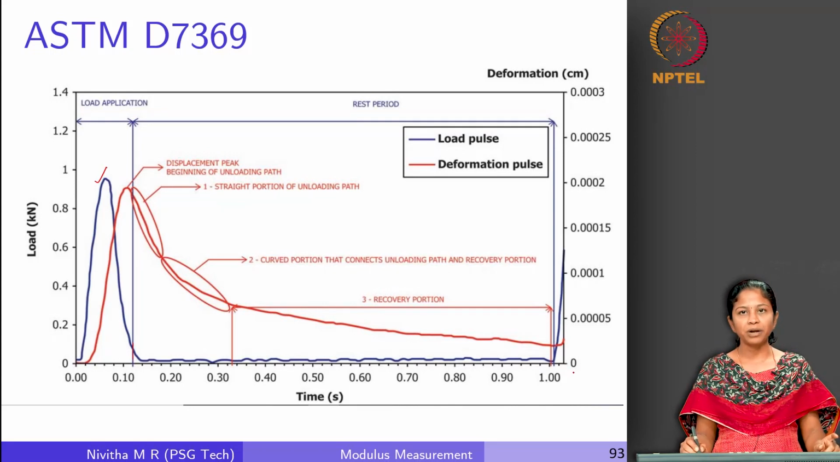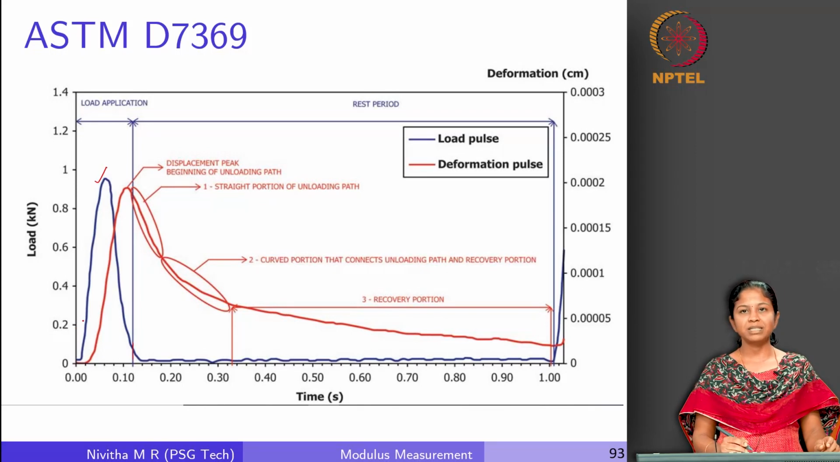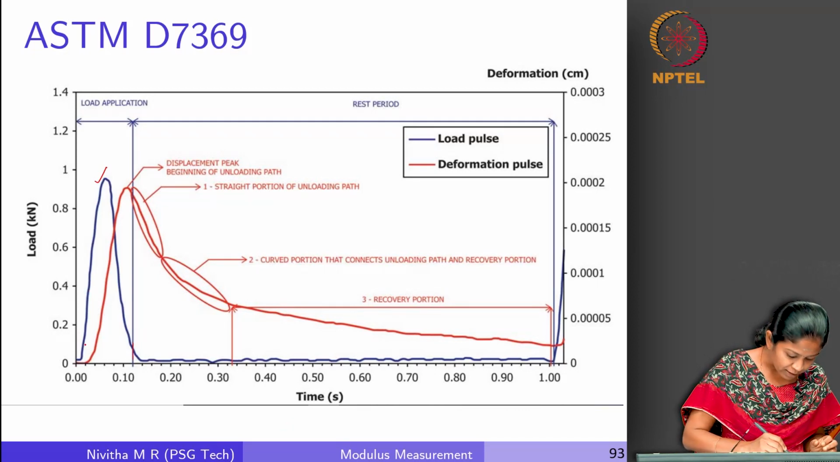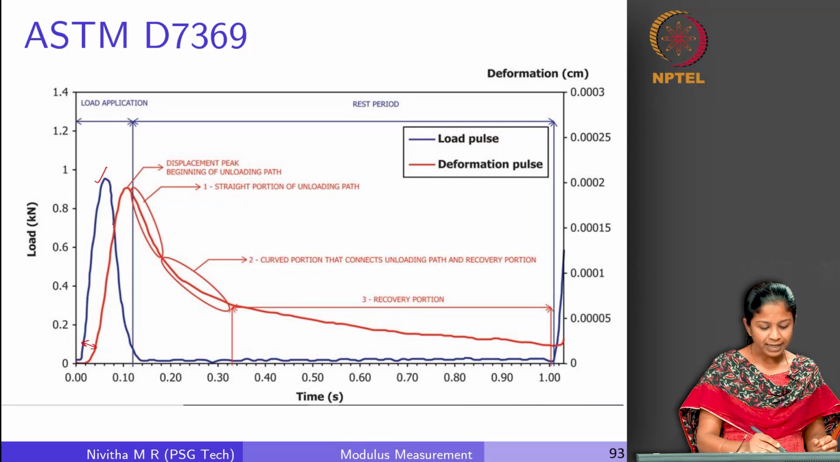Now, how does the corresponding deformation vary? As you know, bitumen exhibits a viscoelastic response, so there is going to be a slight offset between the load and the deformation position. If you see here, there is a slight offset between the load and the deformation position. Now, the deformation increases, reaches a maximum at this position and then it begins to reduce.